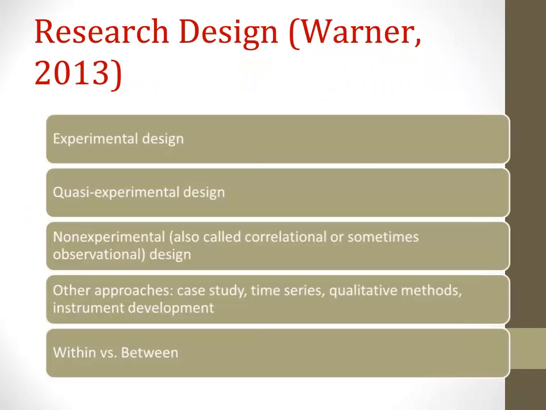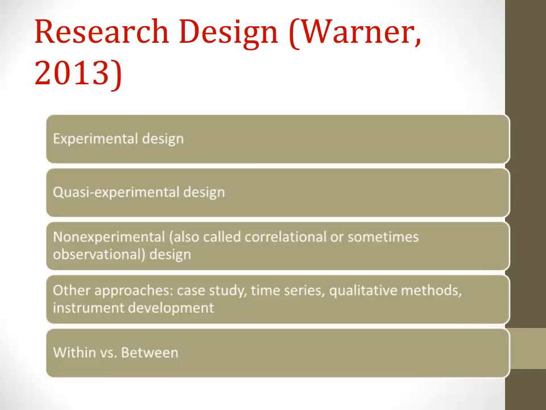As we're talking about research designs, I want to make a quick note here. Every research and statistical text talks about different designs in a different manner. The purpose of the designs does not change. However, sometimes they're classified in different ways or called by different names. Statistical texts such as Warner classify research designs as they're listed here: experimental, quasi-experimental, non-experimental, and other approaches such as case study, time series, qualitative methods, and instrument development.